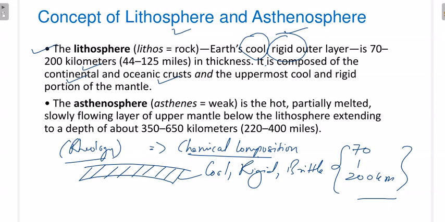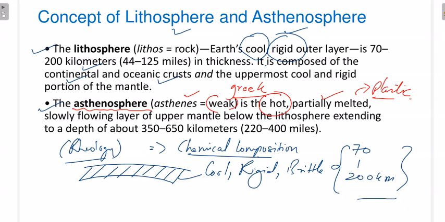Then there is a second layer which is beneath the lithosphere. It is called asthenosphere. Asthenes is basically weak in Greek. So from there the term asthenosphere has come. Weak layer or weak sphere. It is basically hot and partially melted. Also, it is plastic in nature.